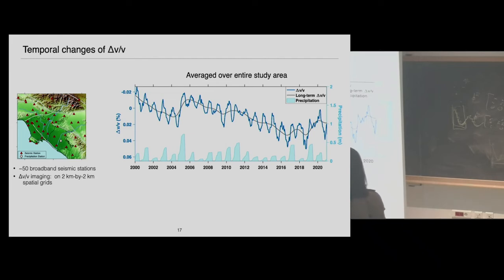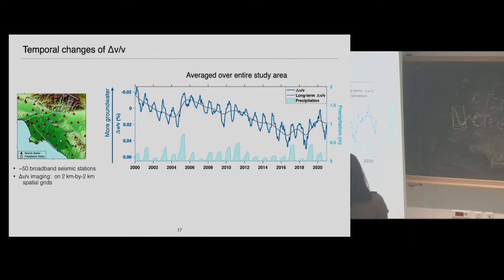Here on the right-hand side, the blue line is delta V/V averaged over all pixels in the study area. The vertical axis is plotted in reverse direction for a more intuitive comparison with groundwater. So now upwards means more groundwater and downwards means less groundwater. The gray line is a low-pass filtered version to show the long-term trend. And on the bottom, I plot the cumulative precipitation.